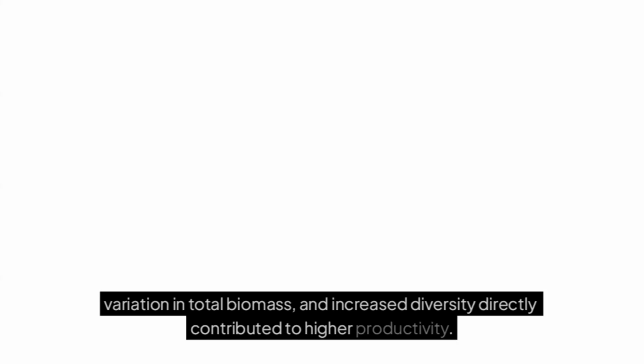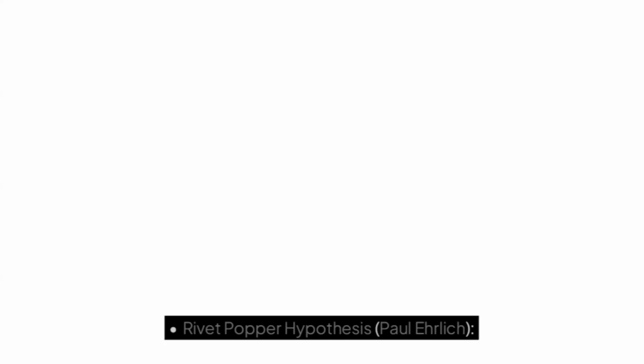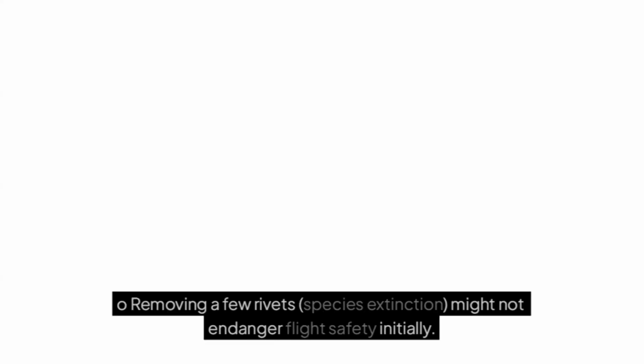Rivet-Popper hypothesis, Paul Ehrlich. Analogy: an ecosystem is like an airplane. Species are like the rivets holding its parts together. Removing a few rivets, species extinction, might not endanger flight safety initially. However, losing many rivets over time dangerously weakens the plane.